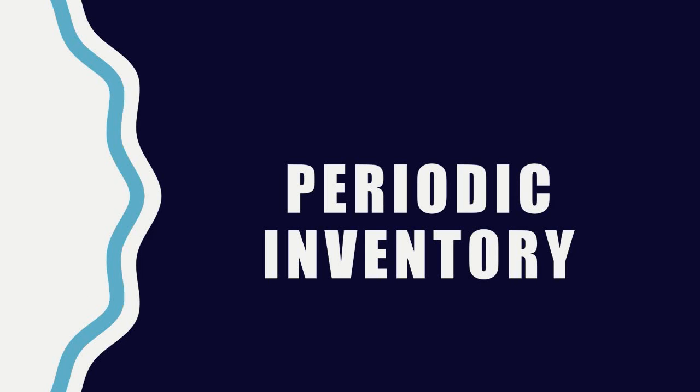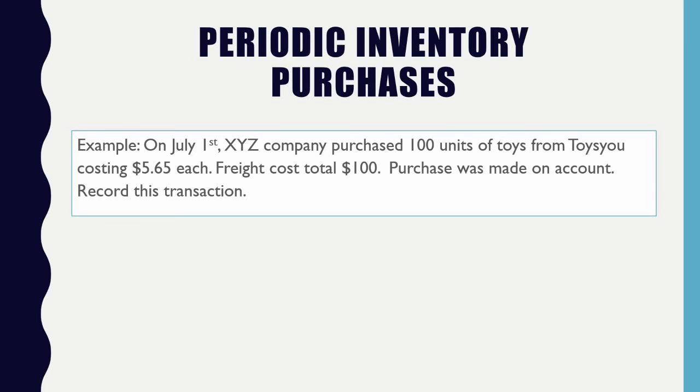So when we're dealing with periodic inventory, for example, you're given a scenario. You're going to make a purchase of 100 units of toys, okay? So for this example, we're going to be purchasing toys. Now, as you can read, go ahead and read the scenario.